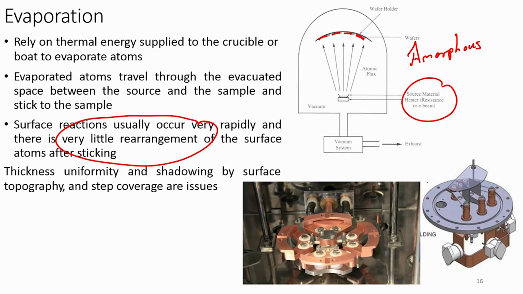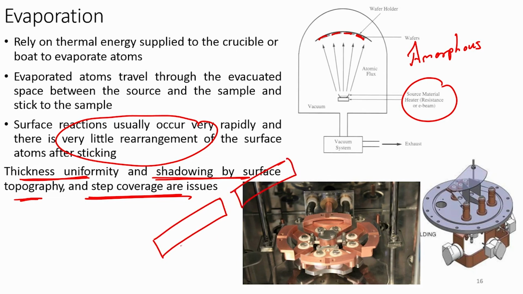Thickness uniformity and shadowing by surface topography and step coverage are the issues. Thickness uniformity we cannot obtain, there is a shadowing effect by surface topography and step coverage. So, if I want to deposit, let us say these are my wafers, this surface will be deposited correctly, but what about this one? Steps would not be covered properly. That is what we mean by surface topography or step coverage.